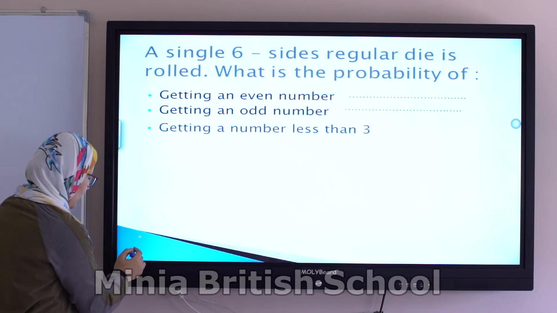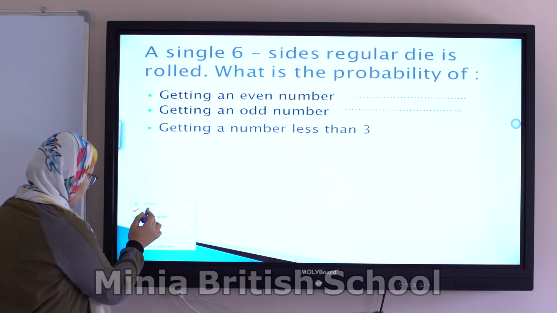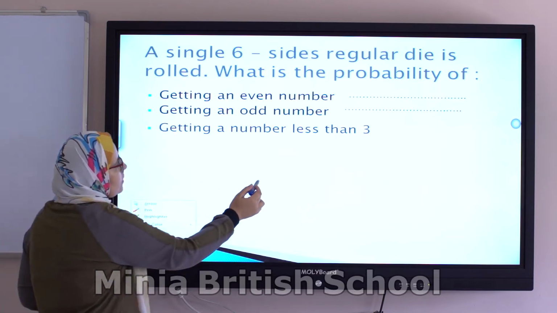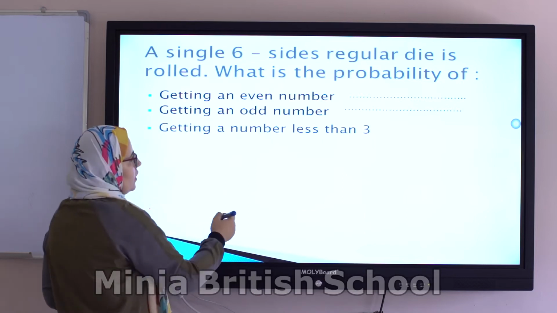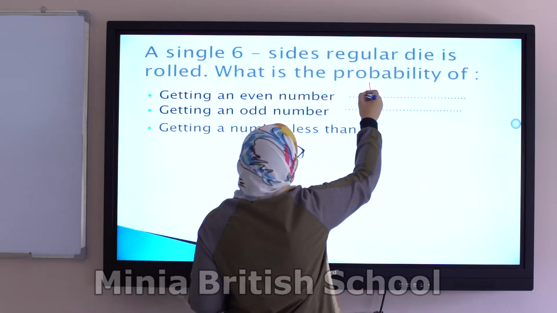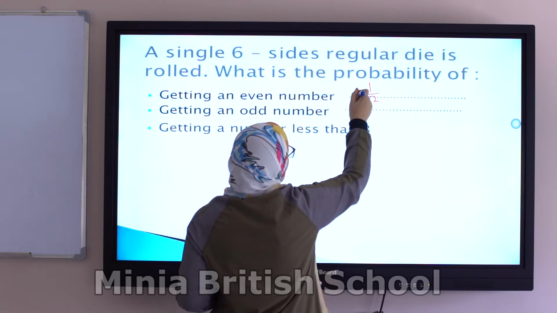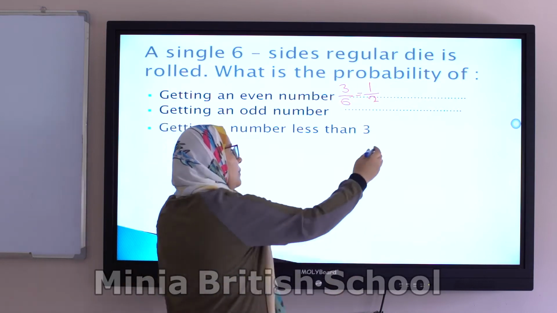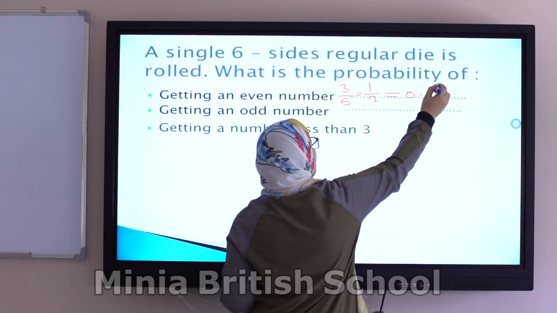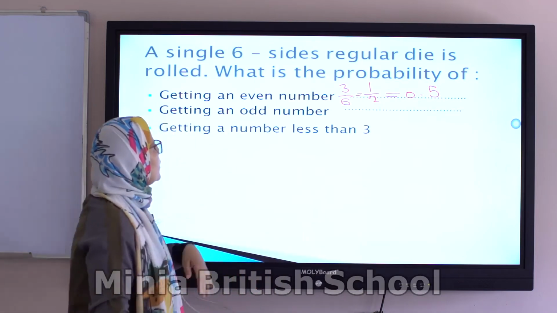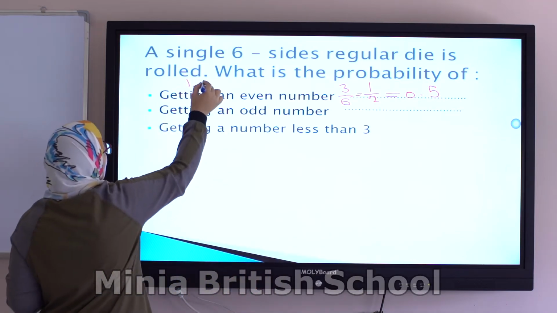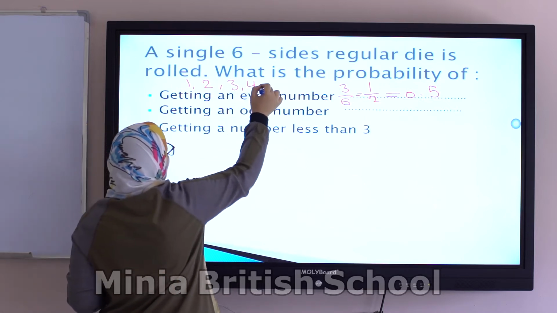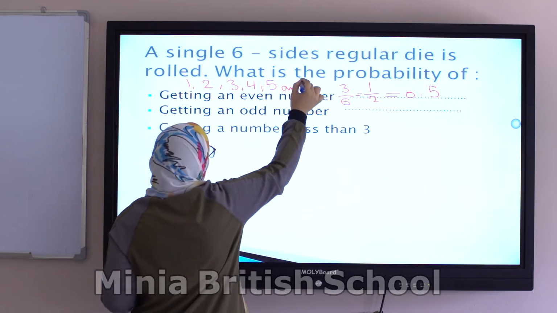I'm sorry, I have to erase something first. Where is it? Yes, we erase everything. We said before this 1 over 2. Here 3 over 6 mean 1 over 2 mean 0.5. Here, the odd numbers we said before, here's the number 1, 2, 3, this is the numbers of the faces, 4, 5, and 6.